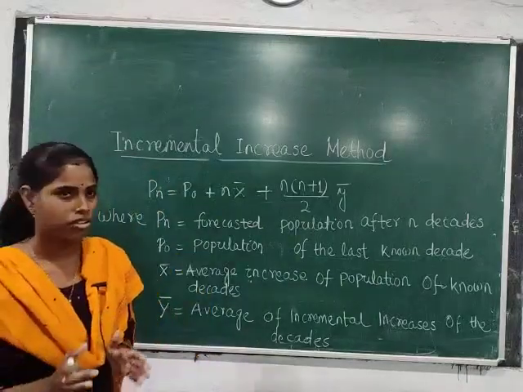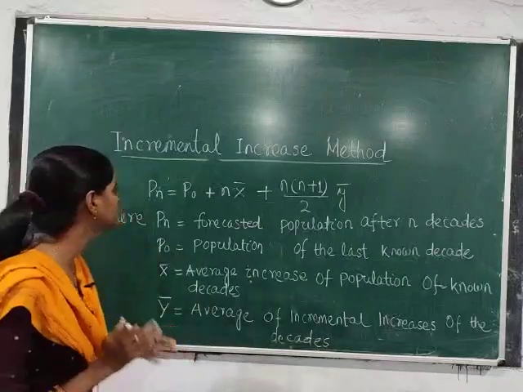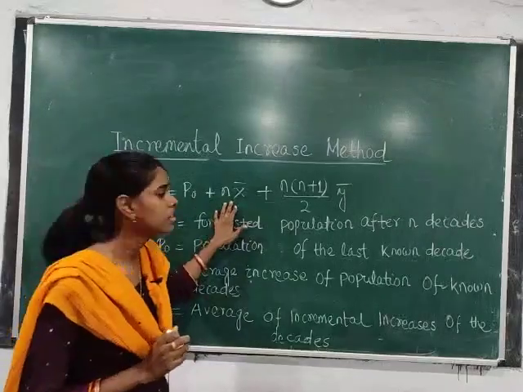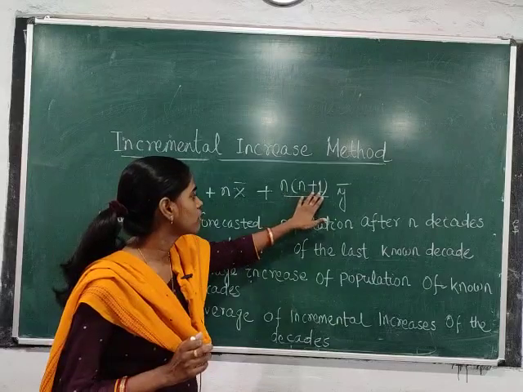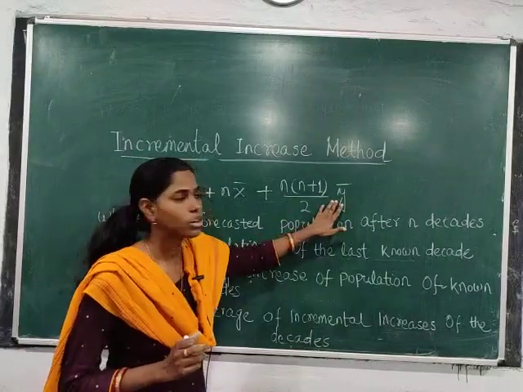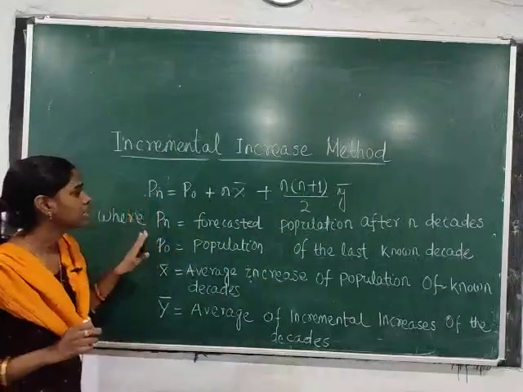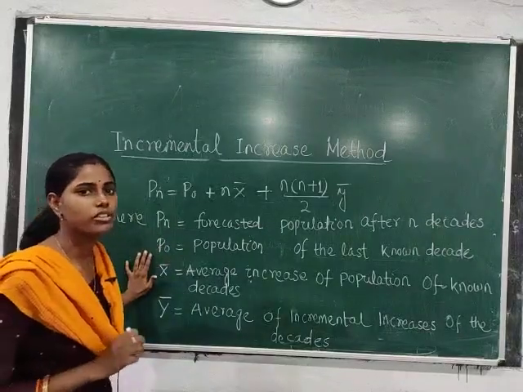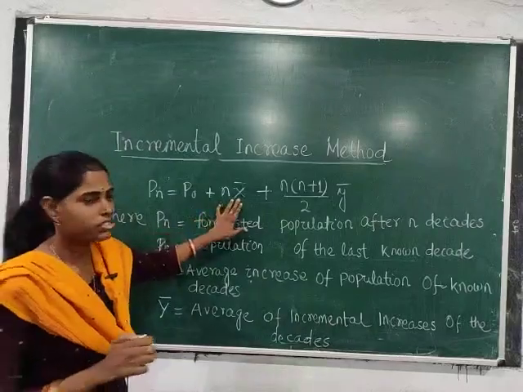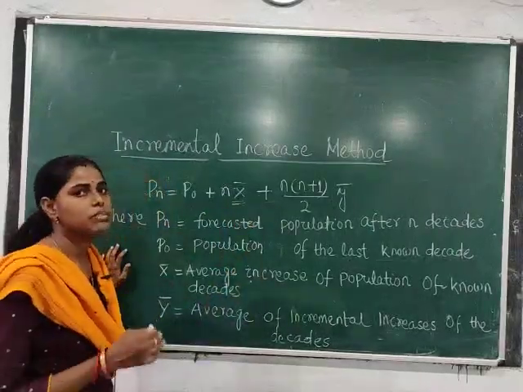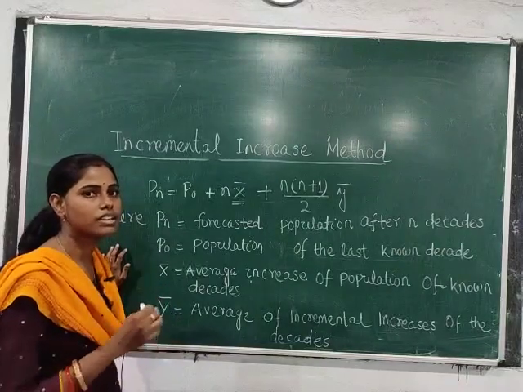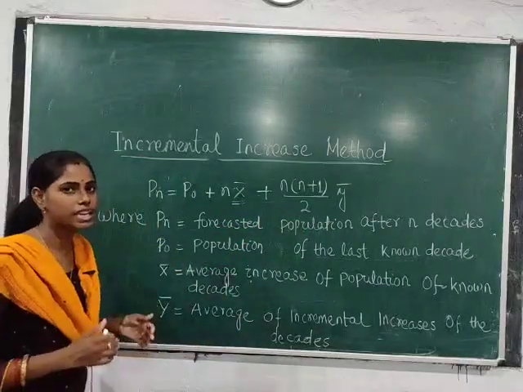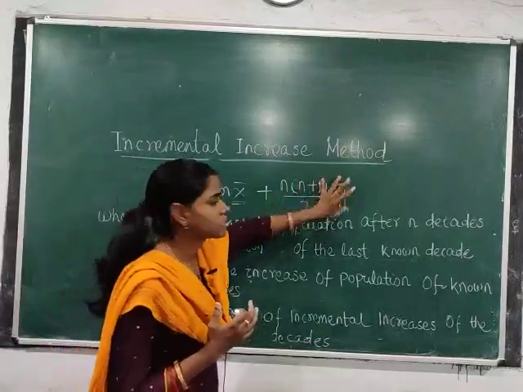As per this method, the population can be forecasted by using the formula Pn = P0 + n·X̄ + [n(n+1)/2]·Ȳ, where Pn is the forecasted population after n decades, P0 is the population of the last known decade, X̄ is the average increase in population that we calculated in our arithmetic increase method, and Ȳ is the average incremental increase. So this term is new.